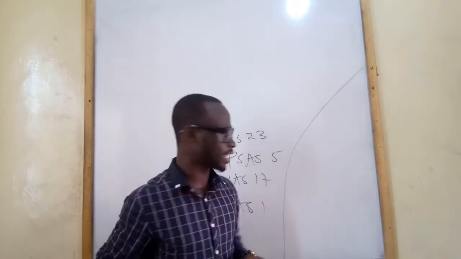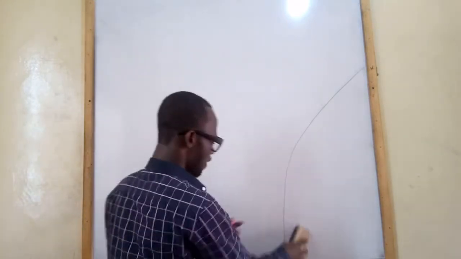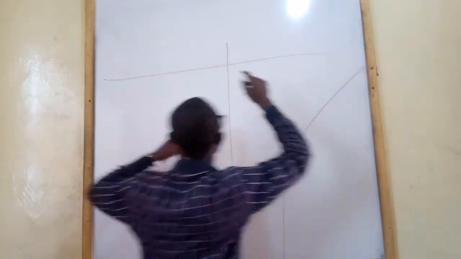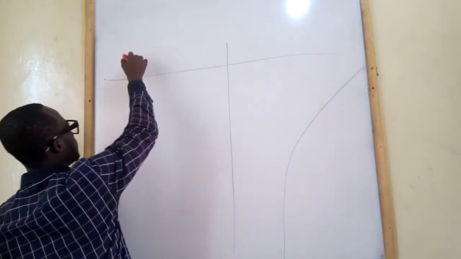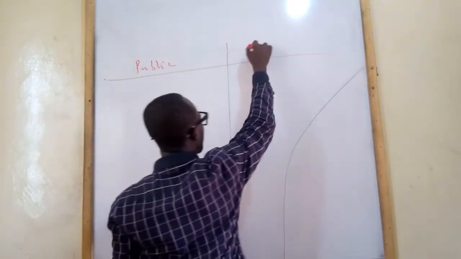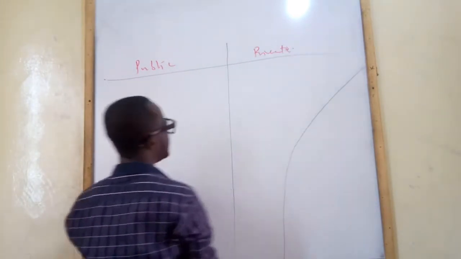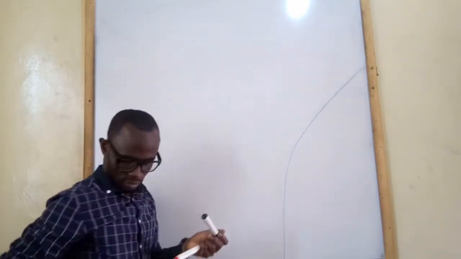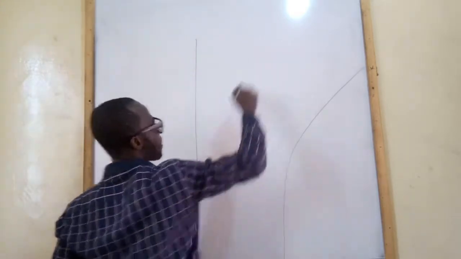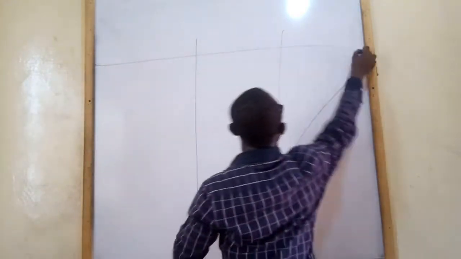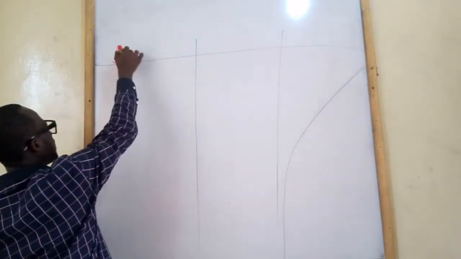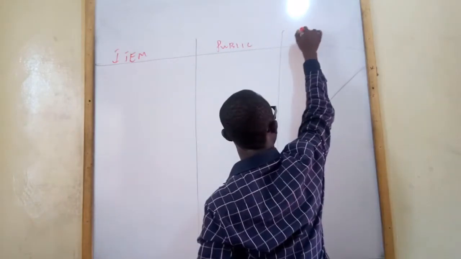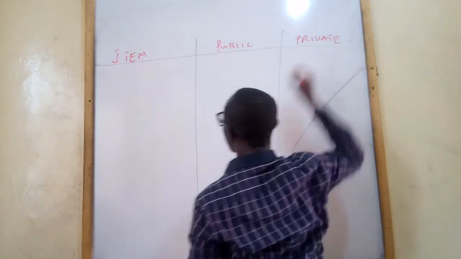Now, when it comes to the accounting in the public sector, let's put public here and then let's do private here. Let me go this way rather. Right. So let me put the item here, the public sector here, and then the private sector here.